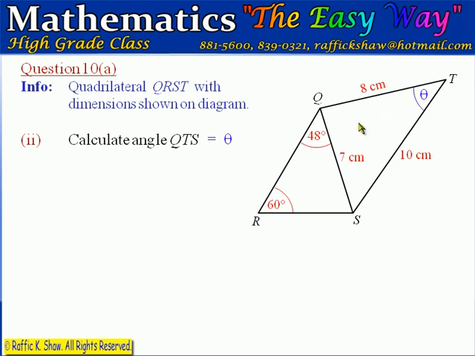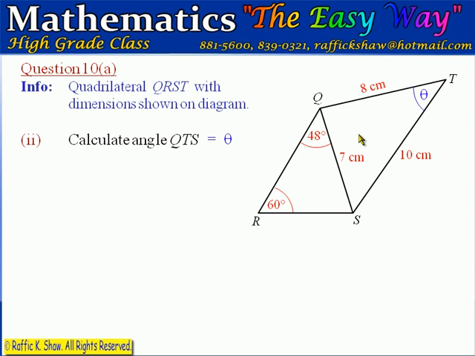Now we have to use this triangle QTS to find angle theta. And here again we have a triangle that is not a right angle triangle, and therefore we cannot use Pythagoras' theorem, and we cannot use any of the trig ratios, the sine trig ratio, the cosine trig ratio, or the tangent trig ratio.